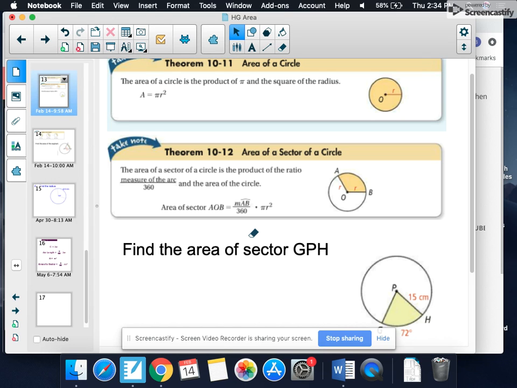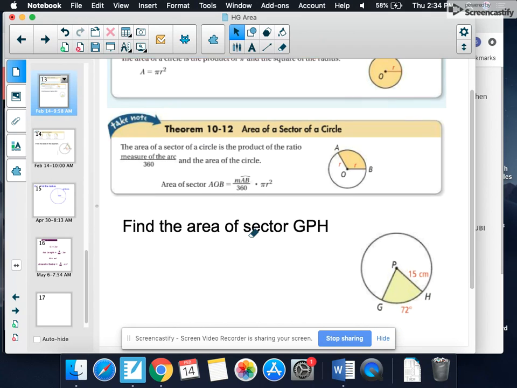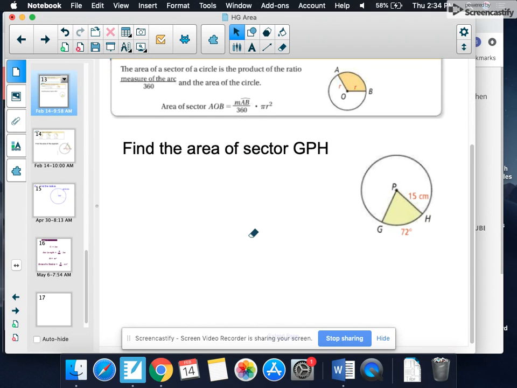So today we're going to talk about areas of circles and the sectors. So area of a circle formula, just remember that's pi r squared, and area of a sector of a circle. So again, that's kind of like a piece of pie that you're cutting out of a circle. That's what a sector is. So that is going to be the measure of the arc over 360 and then times the area of the circle. So we're going to look at an example here.